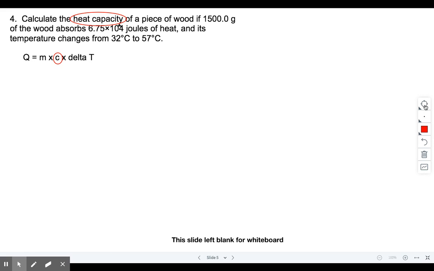And then I want to see what else it's giving me that I can put into my equation. So right here I have the wood is 1,500 grams. Okay, so that is my mass of this piece of wood. And then I have it's absorbing 6.75 times 10 to the fourth joules of heat. Okay, so that's got to be my Q because heat's always Q, joules is always the Q. And then I have my change in temperature. So the wood was 32 degrees and now it's 57 degrees. So that is my delta T.